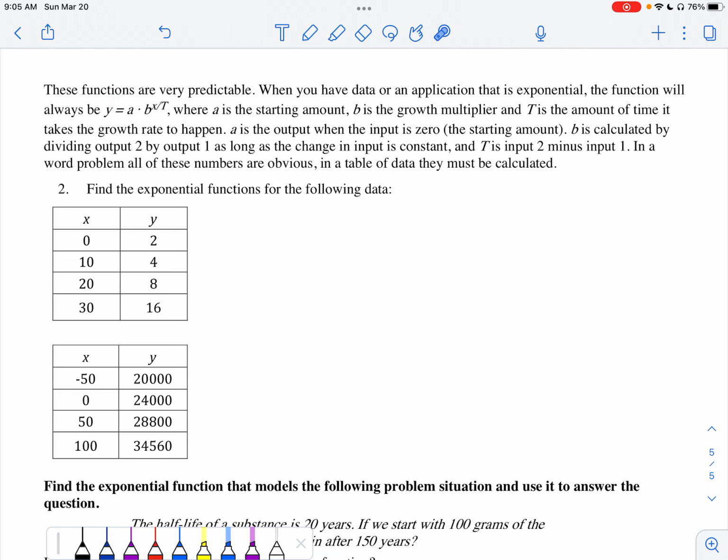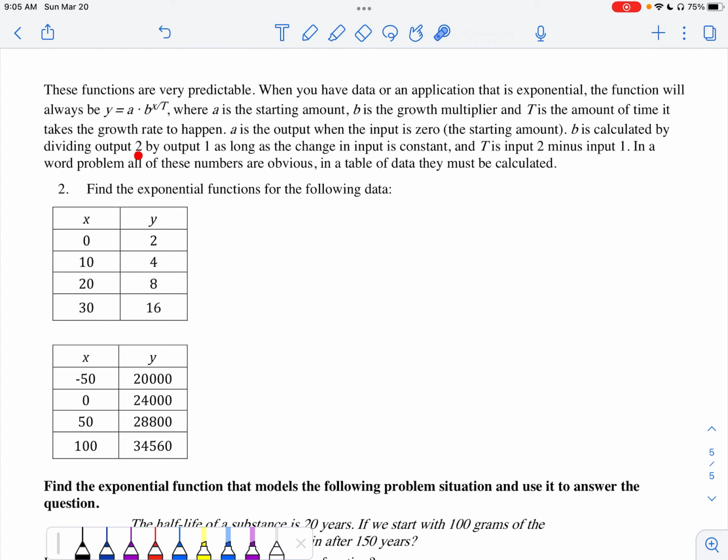That says these functions are very predictable. When you have data or an application that is exponential, the function will always be in this form: y is equal to a times b to the power of x over t, where a is our starting amount, that's our y-intercept, or where x is equal to 0. B is the growth multiplier, and t is the amount of time it takes the growth multiplier or the growth rate to happen. A is the output when the input is 0, or the starting amount.